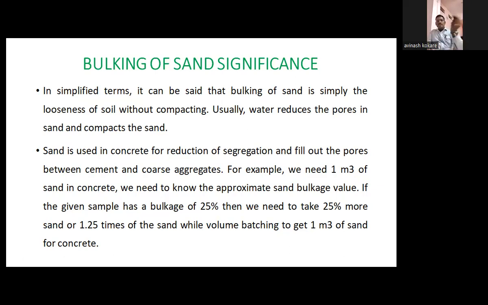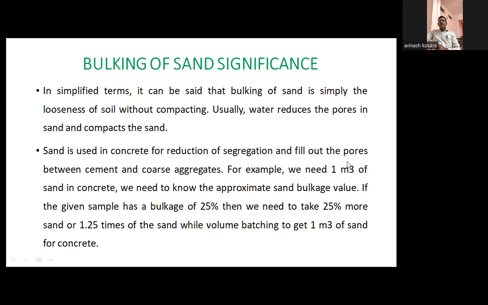Those 10 mm, 20 mm aggregates we have to bond with the cement. But while bonding the cement and the 10 mm, 20 mm aggregate, some voids or pore parts will be there. That pore part is filled by the sand. For that we are adding the sand into the concrete.